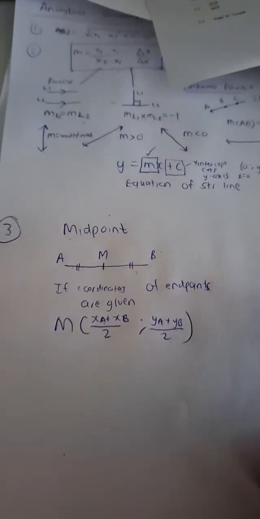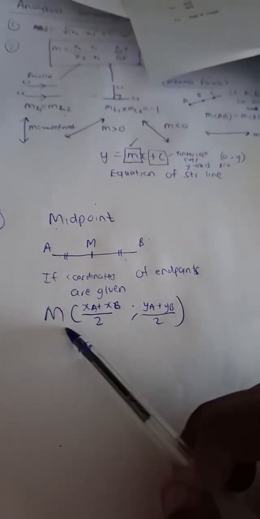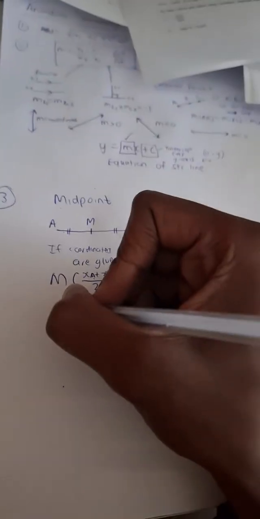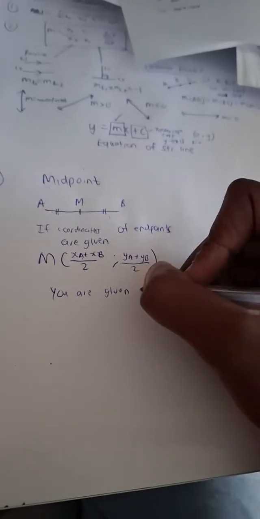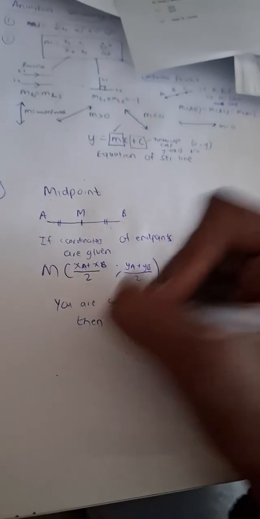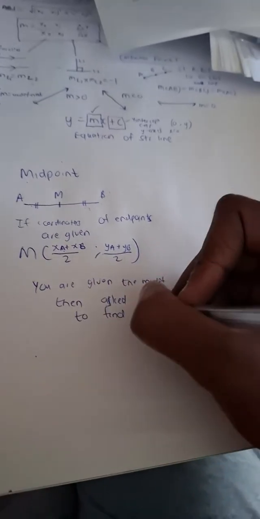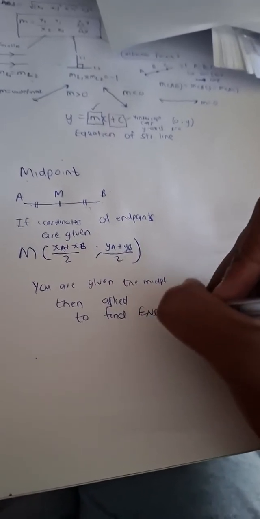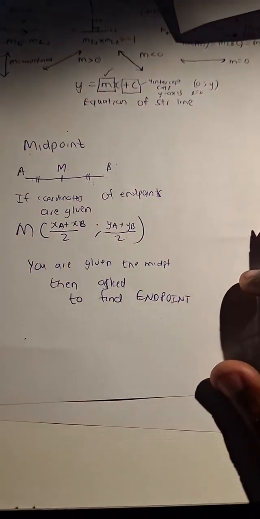0. And then midpoint, okay, you can be given questions where you are asked to find the midpoint, or sometimes you are given the midpoint and they ask you to find the endpoint. Given the midpoint, then asked to find endpoint. So we need to be people that are in the position of being able to find the endpoint if the situation warrants. Okay.